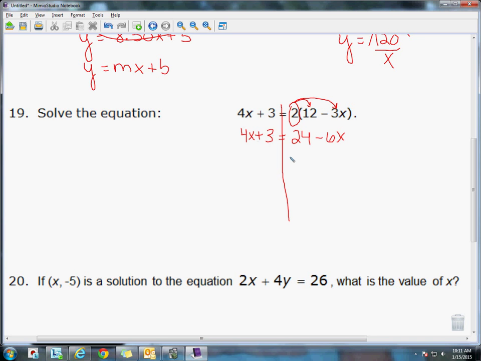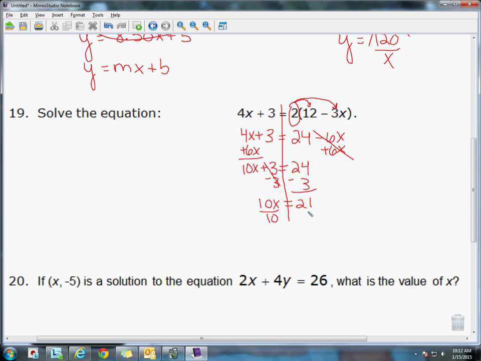We've got to get x's on the same side, so I'm going to go ahead and move this lovely negative 6x over here. So if it's a minus, make it a positive. Add 6x. It's my zero pair. 4 plus 6 is 10. Don't forget your x. Plus 3 is equal to 24. Once you have this, it's a simple two-step equation. So I'm going to subtract 3 from both sides. So I have 10x is equal to 24 minus 3 is 21.